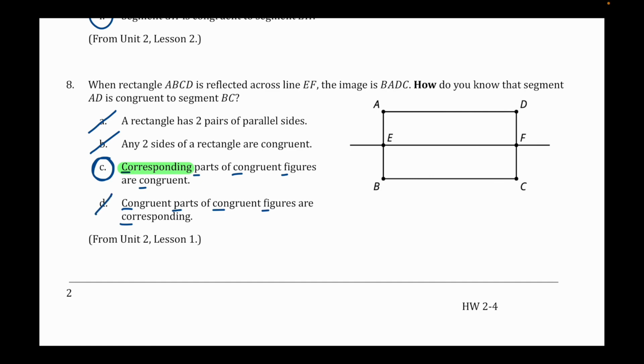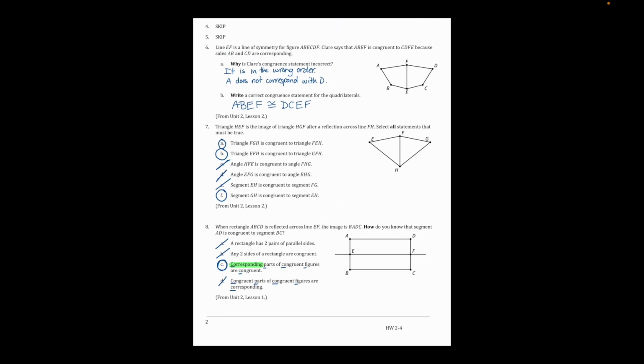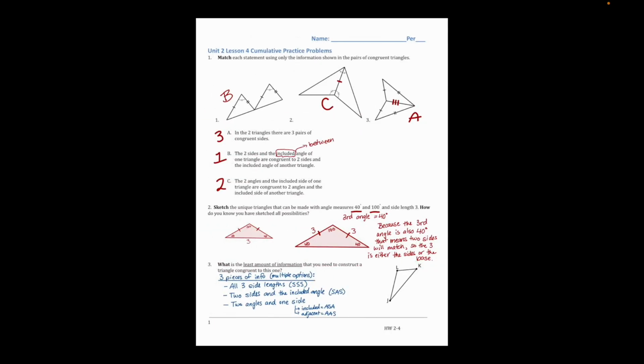And that is it for this assignment because we are skipping number 9. So thank you for joining me. And this was the Unit 2 Lesson 4 Cumulative Practice Problems for Illustrative Math Geometry.